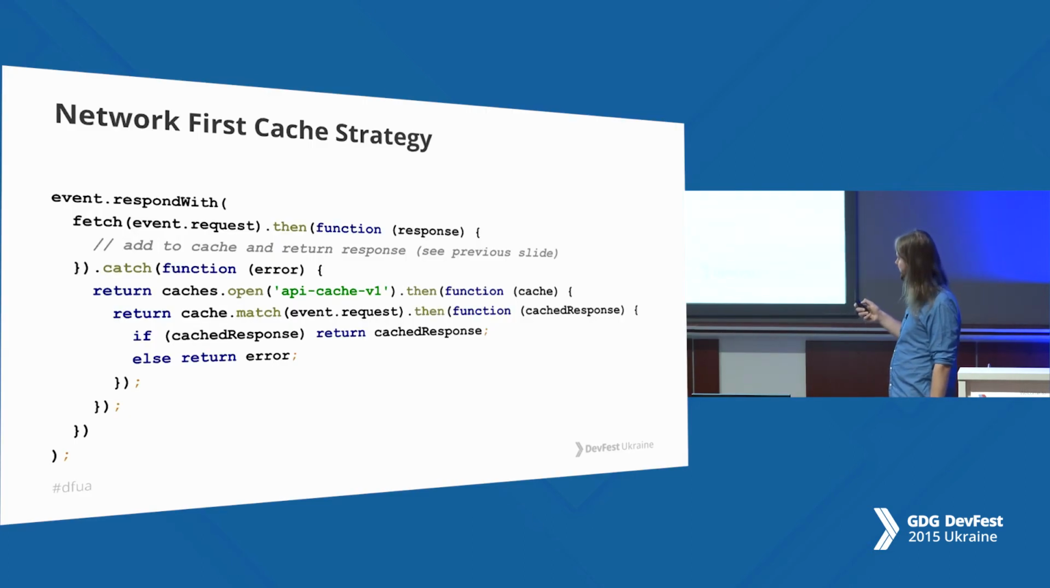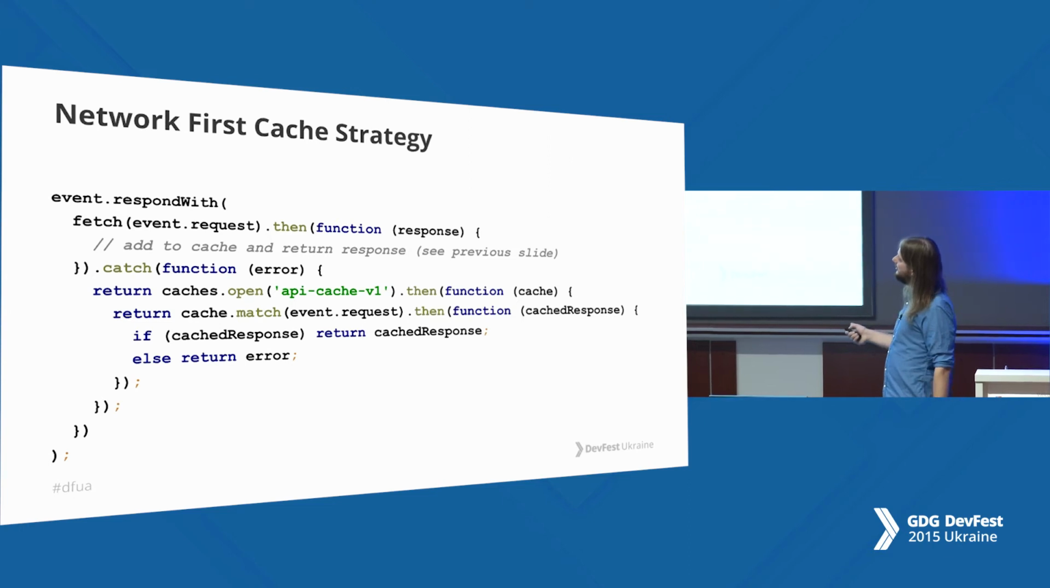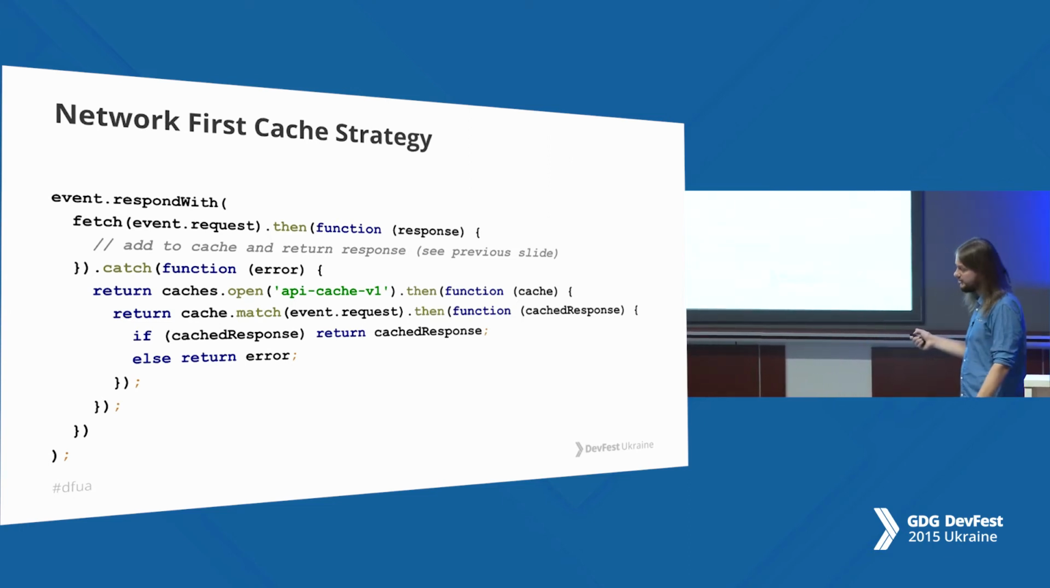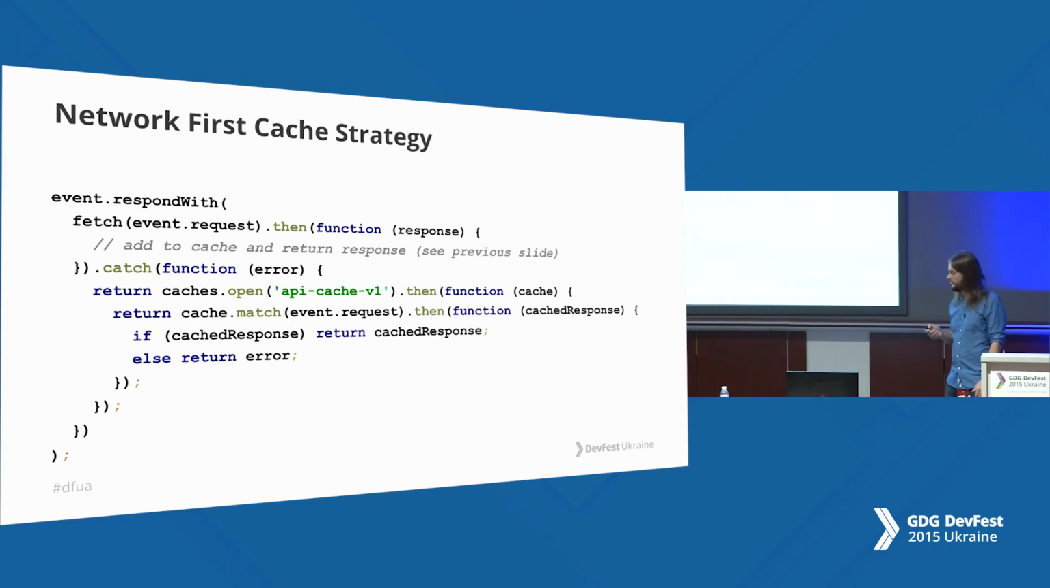And this is what happens in the catch callback. So you see, if the network failed, I go to the cache, open it, and look if this response is already cached. If cached, I return cached. If not, I finally return an error. And that's it. That's the network first caching strategy.